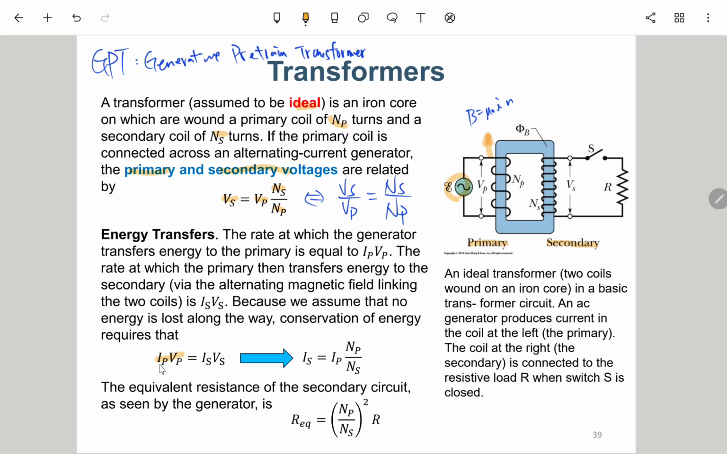So Ip times Vp will be the power for the primary coil, and Is times Vs will be the power of the secondary coil. We assume there is no energy loss, so that we assume IpVp equals IsVs.